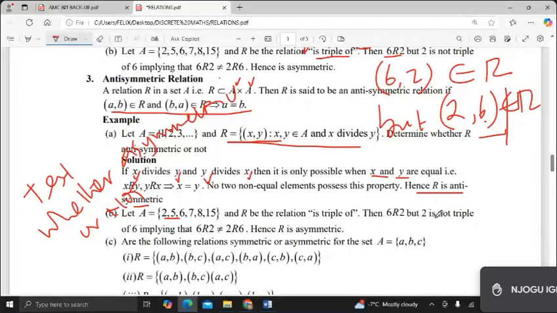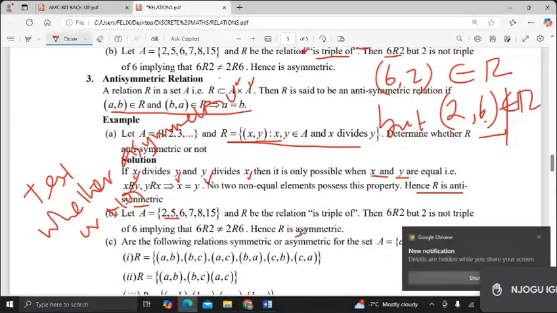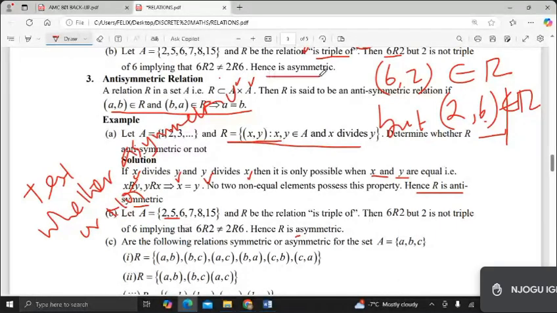Let's go to B. We let A be a set of elements 2, 3, 5, 6, 7, all the way to 15. And R_B, the relation, is "triple of". We're told here that 6 is triple 2, but 2 is not triple 6. I think we've already talked about that. Yes, that is asymmetric, and I think we've talked about it.